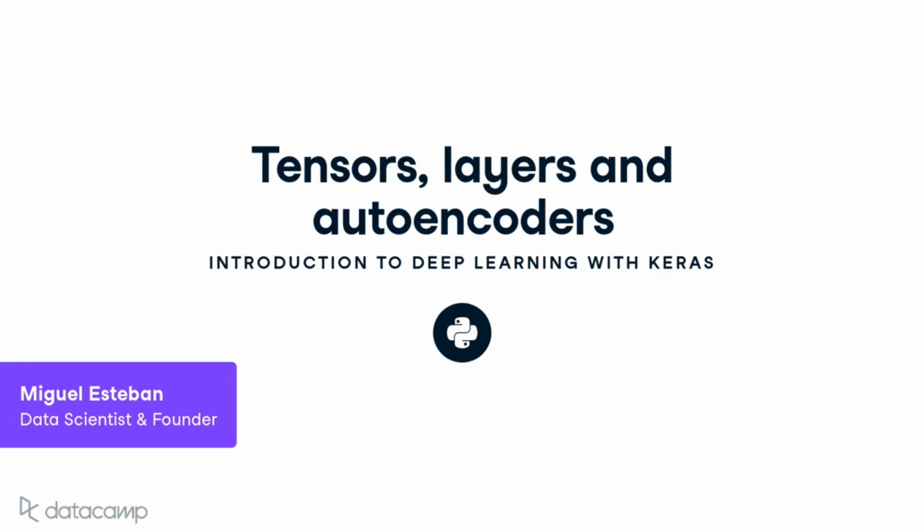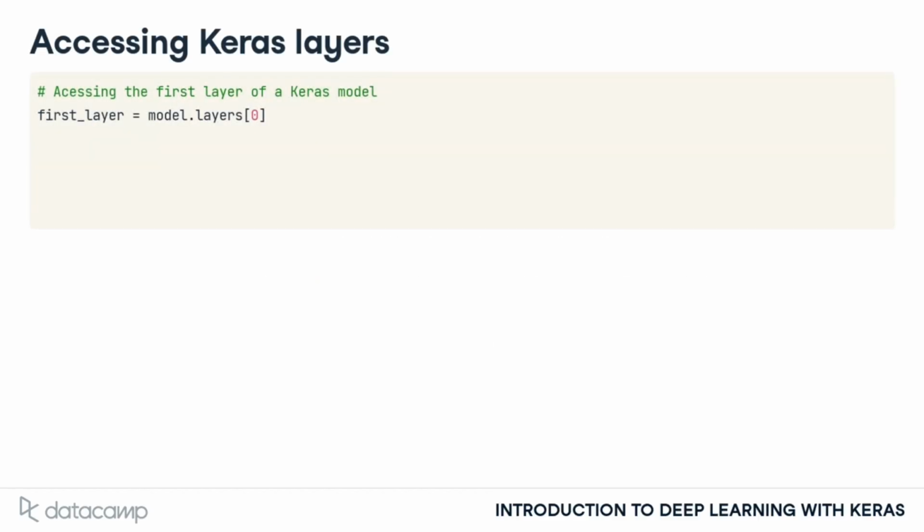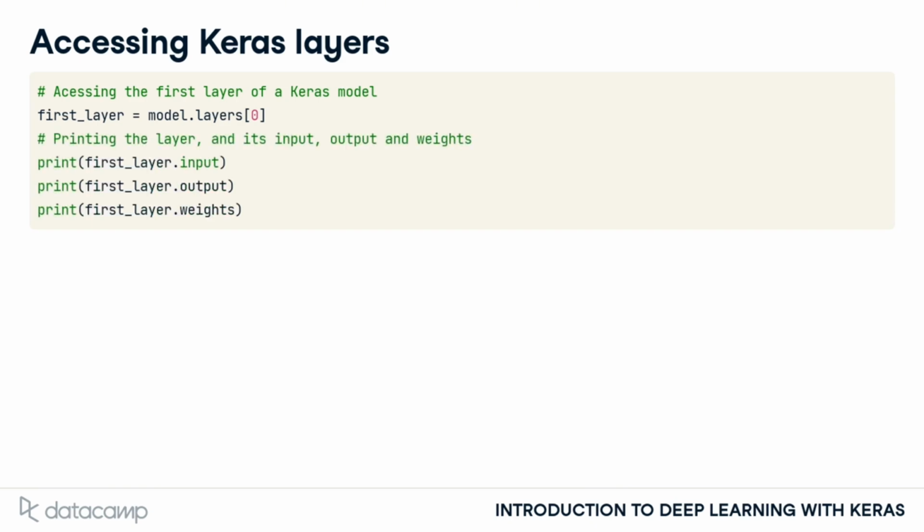Now that you know how to tune your models, it is time to better understand how they work internally and to explore newer network architectures. Model layers are easily accessible. We just need to call layers on a built model and access the index of the layer we want. From a chosen layer, we can print its inputs, outputs, and weights.